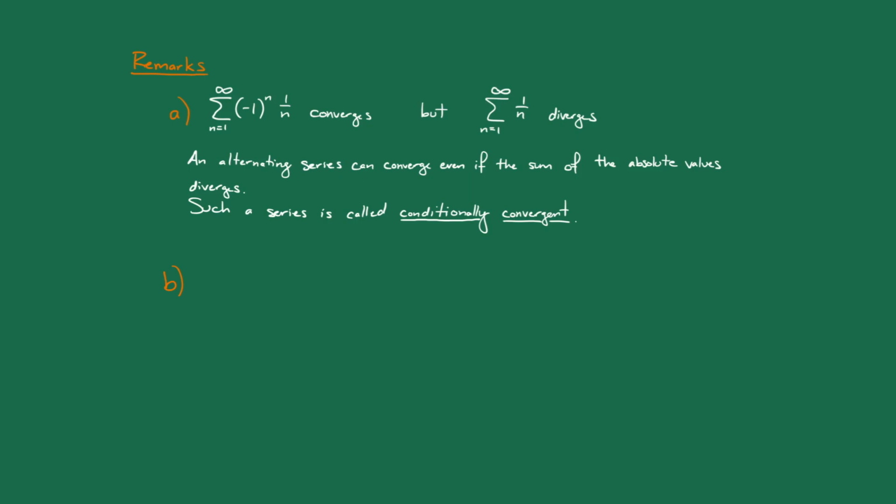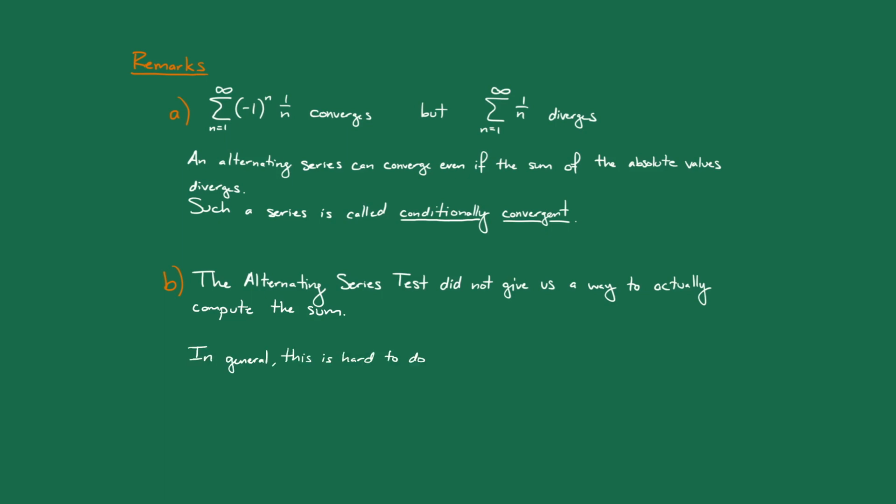Next, notice that the alternating series test didn't give us a way to actually compute the sum, like we would for a geometric series, for example. In general, it's very hard to compute the sum of an alternating series, but there is a way we can estimate the sum. And for the rest of this lecture, we'll talk about how to do this estimation.